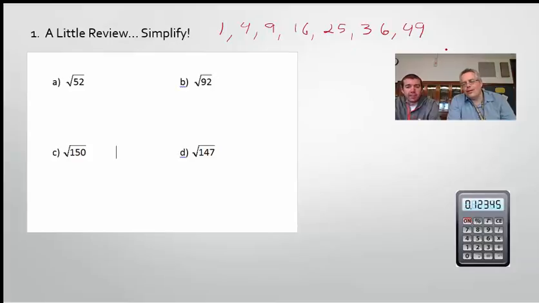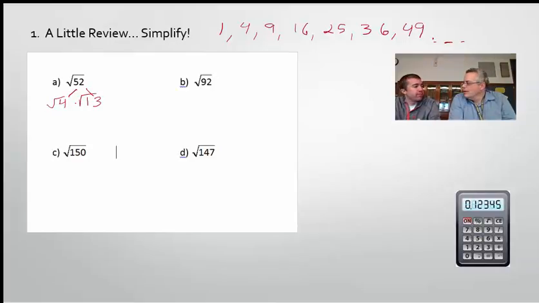So the trick is to find the largest perfect square that the number can be divided by. Let's just start going up the list. So we try 52. If you do 52 divided by 4, I think I get 13. So we're going to break this up into the square root of 4 times the square root of 13.